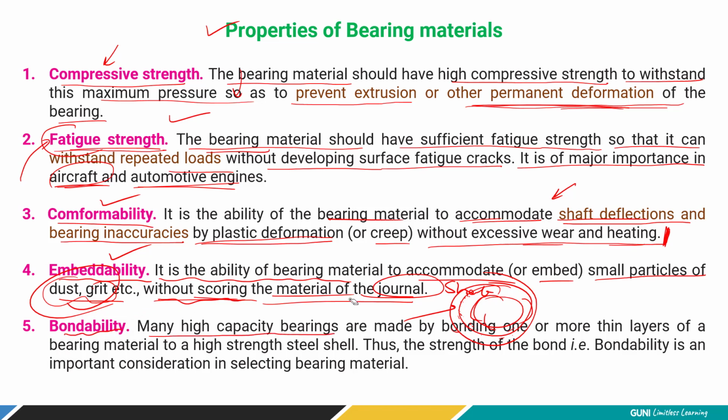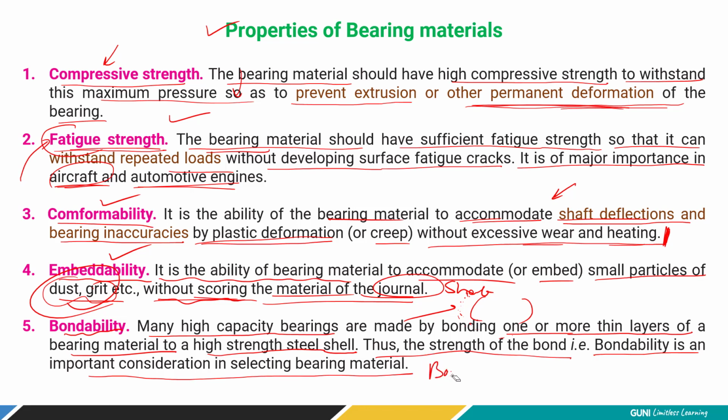Many high capacity bearings are made up of bonding one or more thin layers of bearing materials. This is a requirement for specific applications, right? So more than two materials are bonded together to a high strength steel shell. So bonding more than one material together by thin layers, the strength of the bond, that is bondability, is an important consideration in selecting bearings. So if this is the requirement, then you should think about the two materials which are used to make a composite material, a composite bearing material, right?